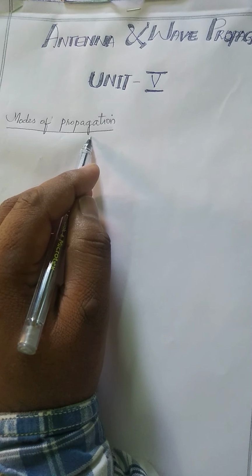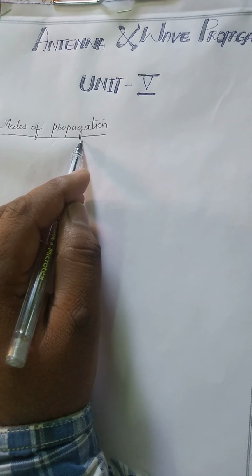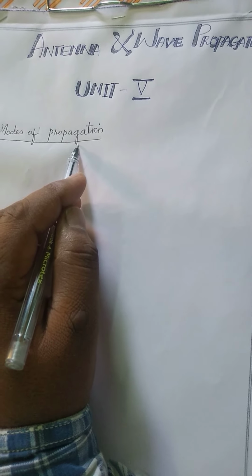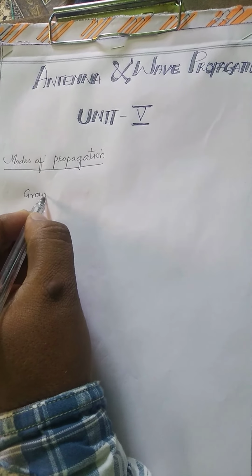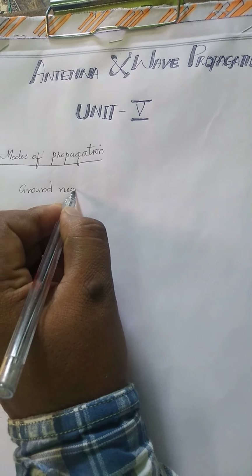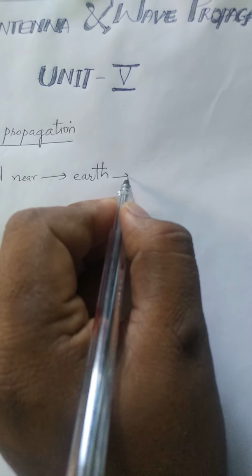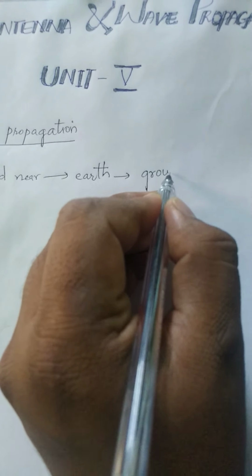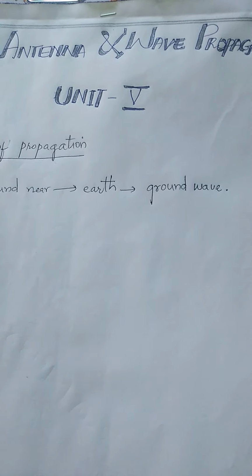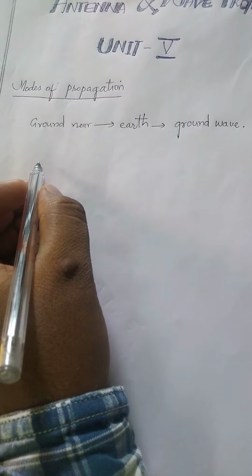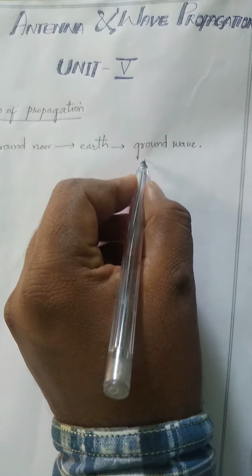As we know, the modes of propagation depend upon the wave. The waves which propagate near the earth surface are called ground waves. The wave which we see nearer to the earth is considered to be the ground wave. And we know that ground waves have two types, so we are classifying ground waves into two categories.